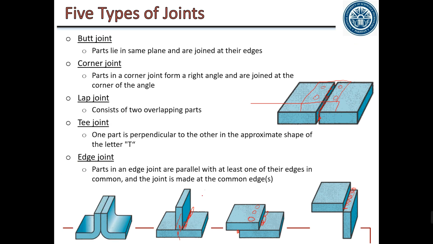Edge joint: in order to join these two metals, either we can weld it, this will be the welded edge joint, or we can just put a bolt from here and it can be tightened with a nut on the other side, so the same edge joint can be made from nut, bolt or rivets as well.